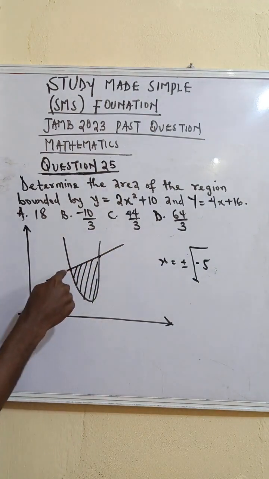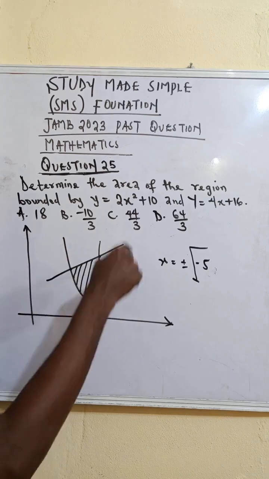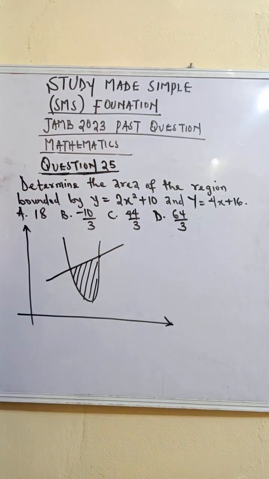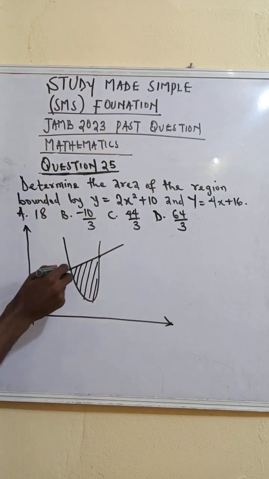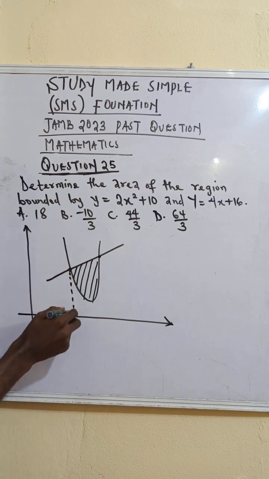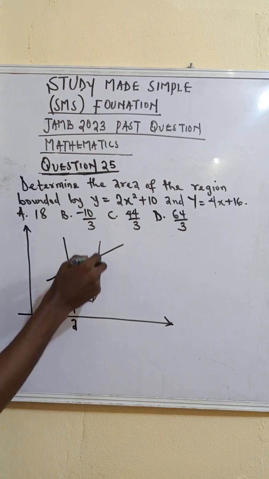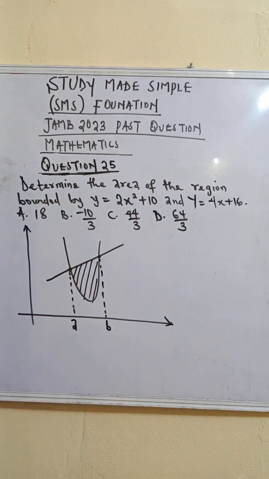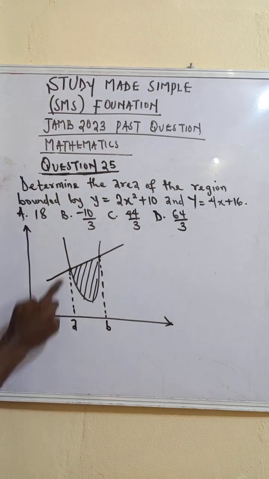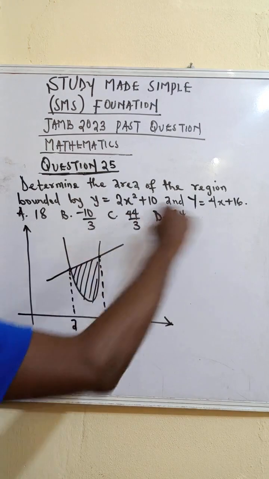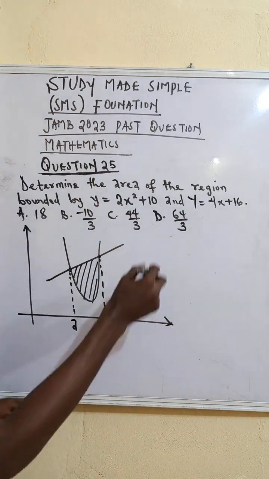Good. Now, these two functions intersect at particular points. This point of intersection can be traced. They meet at these 2 points. It can be traced to the x-axis. Let me call this point A. Traced to the x-axis again, call this point B. Now, these 2 points of intersection will help us to get the area by using integration.